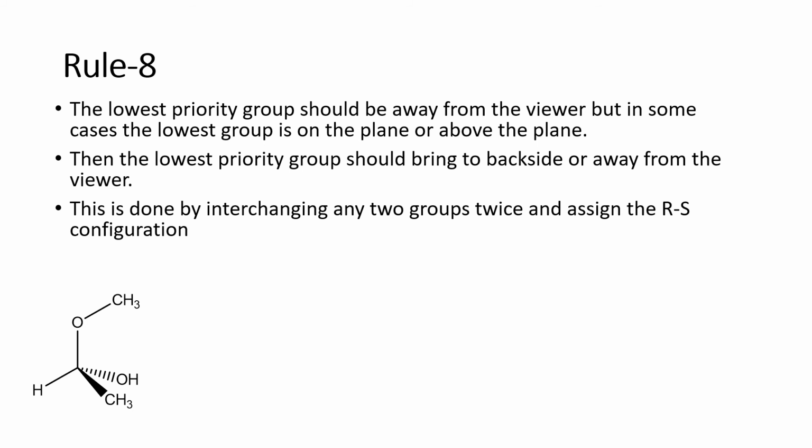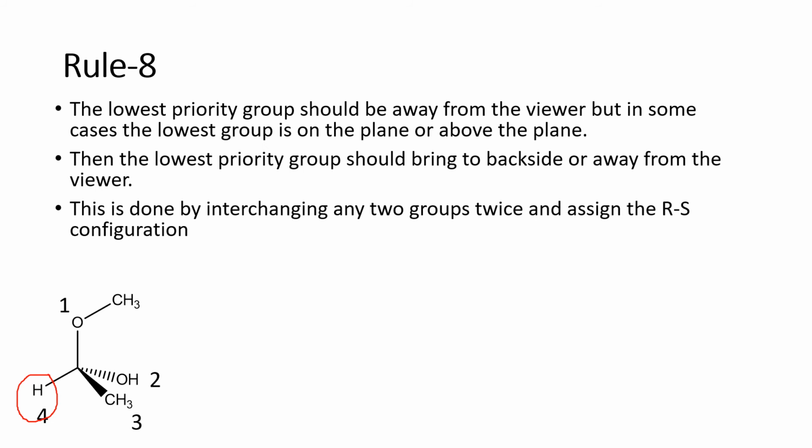So the next rule is the most important rule. If you see this molecule and we assign the priority orders, this is 1, this is 2, this is 3 and this is 4. So where is the fourth priority group? It is on the plane. You can see this hydrogen is on the plane. It is not behind the plane, or away from the viewer. So now we are violating rule number 2, which states that the fourth group should be away from the viewer, but here it is violating. So how do we assign such molecules?